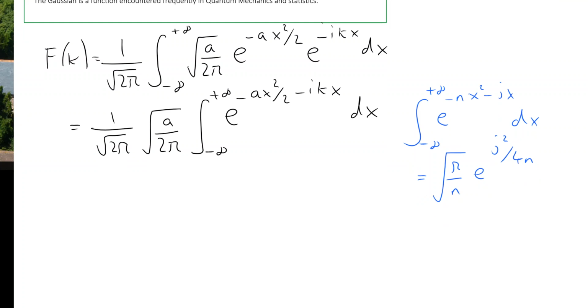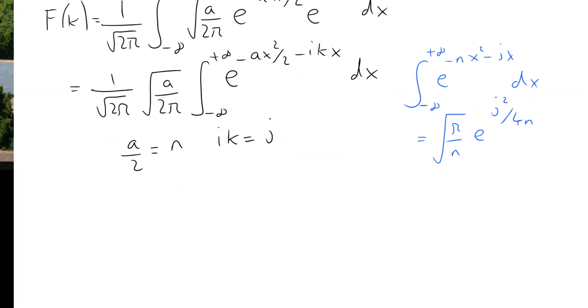We can see that both of them involve an exponential with an x squared term and an x term. So we need to compare the coefficients. If we look at the Fourier transform, the coefficient of x squared is a over 2, and in the equation in blue, the coefficient of x squared is just n. So we have that n is equal to a over 2. Then if we compare the coefficients of the linear term, we can see in the Fourier transform the coefficient is ik, and in the blue equation this is just equal to j.